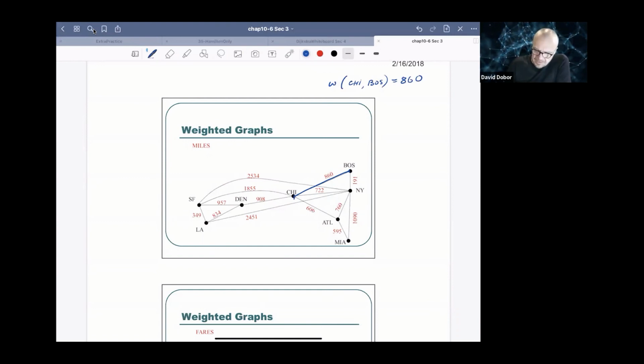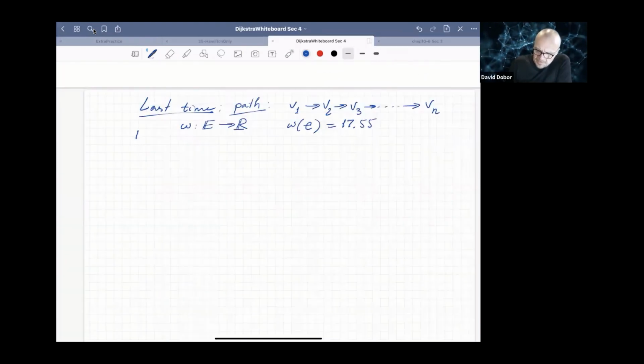Okay, so this is exactly what I wrote down here. Here's some edge like Boston to Chicago, or any other edge of the graph, and it has some weight attached to it, like a number, like 1755. Okay, so this is all good. Now, we have a notion of a path. We have a weight attached to each edge of the graph. We can define the notion of a weight of the path itself.